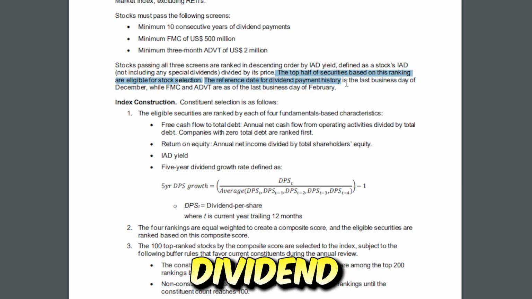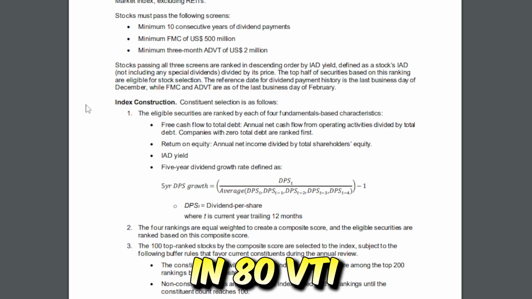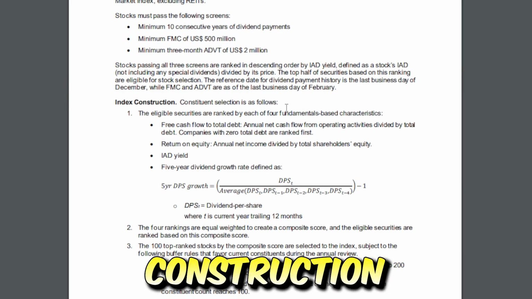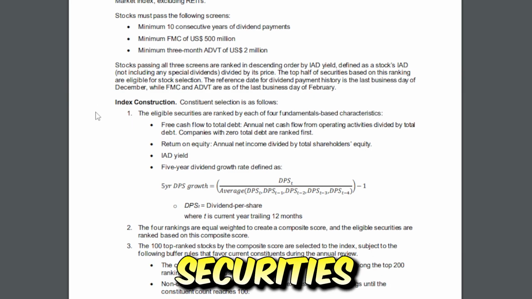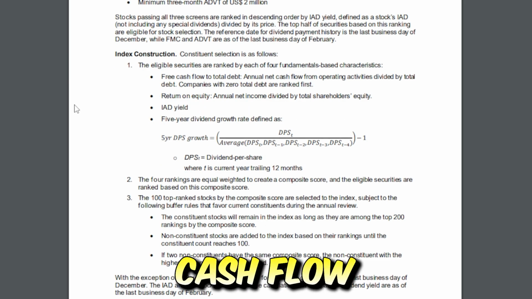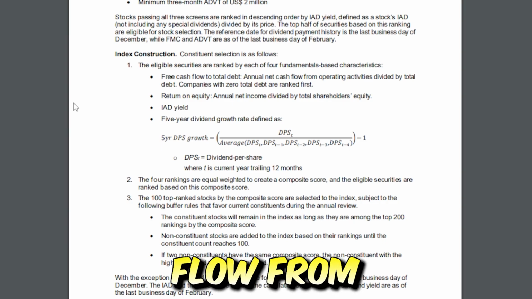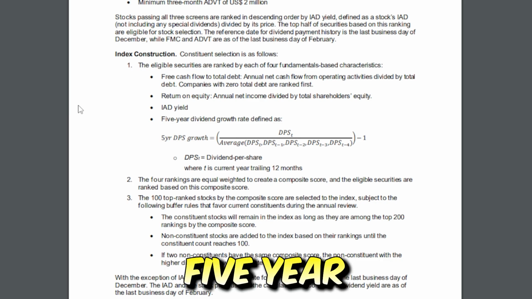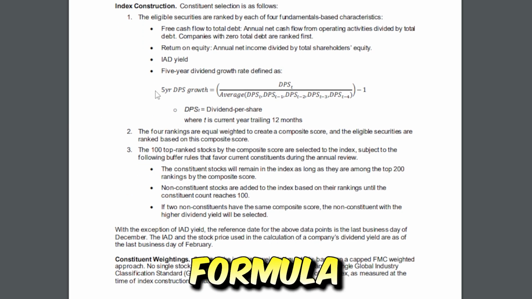The reference data for dividend payment history is the last business day of December, while FMC and ADVT are as of the last business day in February. Now the index construction is as follows. Number 1, the eligible securities are ranked by each of the 4 fundamental base characteristics. Things like free cash flow to total debt, annual net cash flow from operating activities divided by the total debt. Companies with 0 total debt are ranked first. Return on equity, annual net income divided by total shareholders' equity. IAD yield and 5-year dividend growth rate as defined by this formula right here.